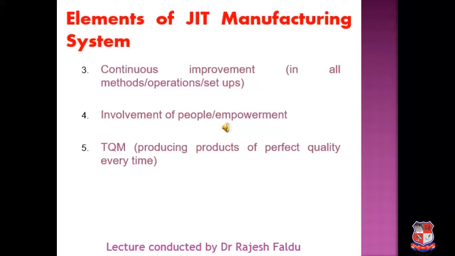Also, total quality management has to be there if the JIT system is to work. That is, one must aim at producing products of perfect quality every time, defect-free products, to eliminate inspection and to eliminate the cost of defects. So these are some of the elements of the JIT manufacturing system, and if one wants to implement JIT, one must focus upon these elements.